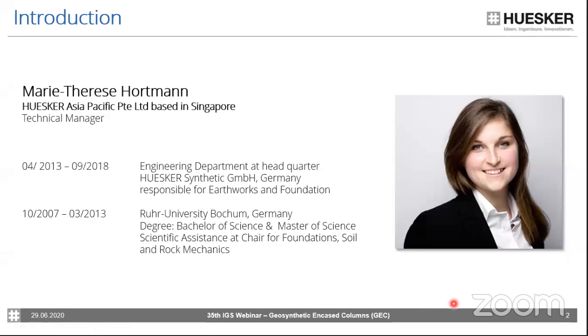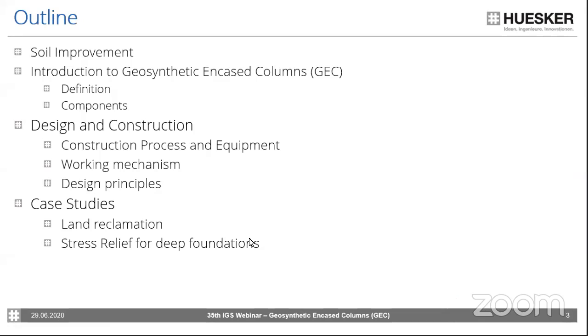Okay, we heard enough about me already, so I would like to start by showing you the outline of today's presentation. It comprises 4 parts. First, I would like to give you a short introduction and the motivation for soil improvement and geosynthetic encased columns. After this, we will go into detail on the design and construction. We will look at the construction process and the equipment, as well as the working mechanism and the design principles. In the end, I would like to show you some case studies from land reclamation as well as road embankments.